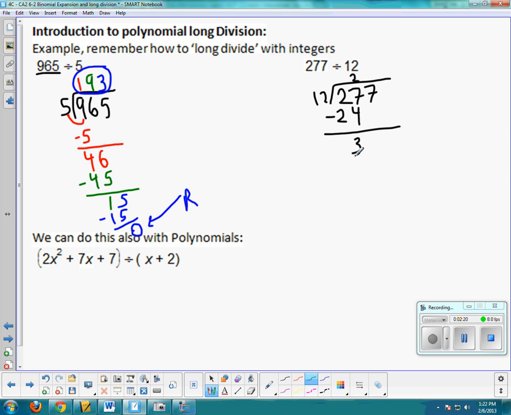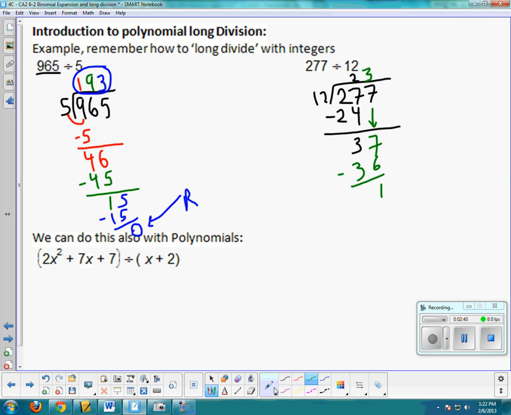Then I'm going to bring down the 7, I apologize, bring that down. So now I've got 37 down here. How many times does 12 go into 37? Well, it goes in there 3 times, and 3 times 12 is 36. We're still going to subtract that, and 37 minus 36 is 1.